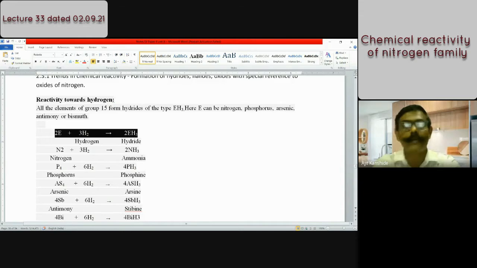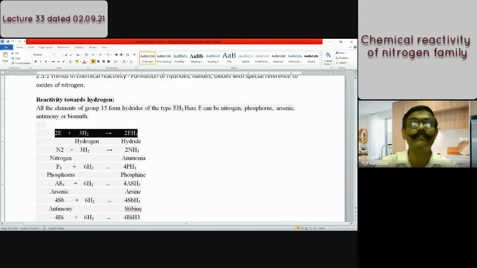About the chemistry of these group 15 elements, let us see their reactions with hydrogen. The general representation is given here. E means an element from group 15, maybe nitrogen, phosphorus, arsenic, antimony, or bismuth. That element will react with hydrogen to give a hydride of the formula EH3.